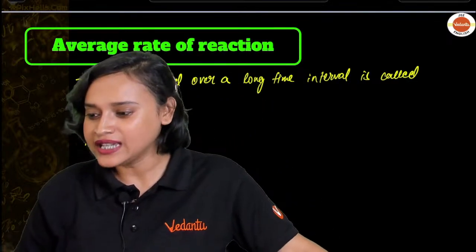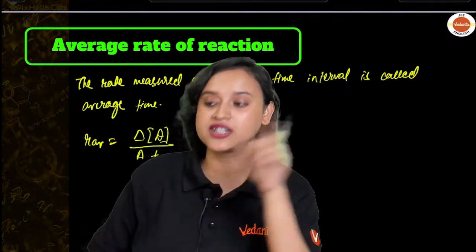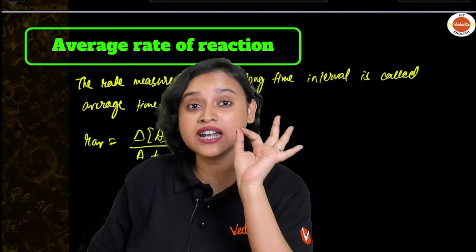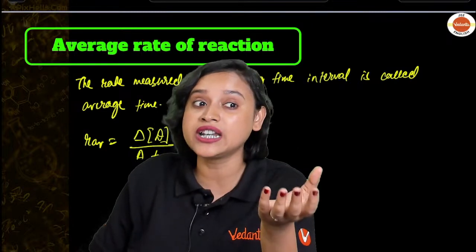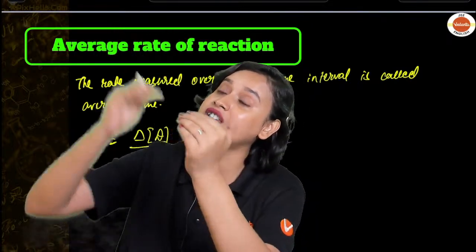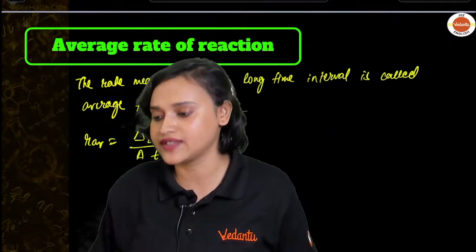Why is the rate of disappearance negative? You tell me. You have answered your question in the chat itself. Rate of disappearance, it is disappearing. If something is disappearing, that means from the initial concentration you are subtracting it, and that is why we use the negative sign.